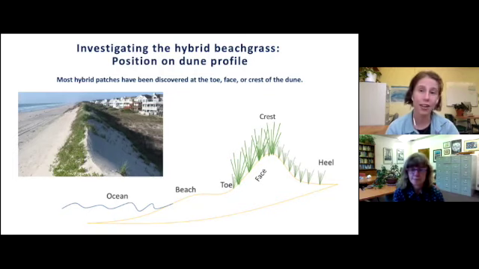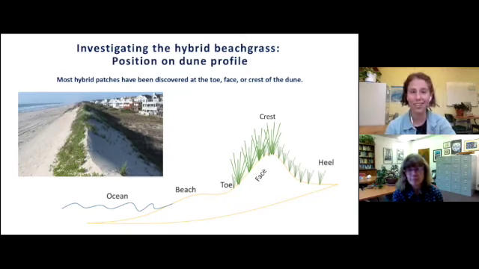We didn't often find hybrid patches at the heel. This could be for a variety of different reasons. So one of them is the fact that it's just really hard to search in the heel area or the dense older vegetation away from the beach.